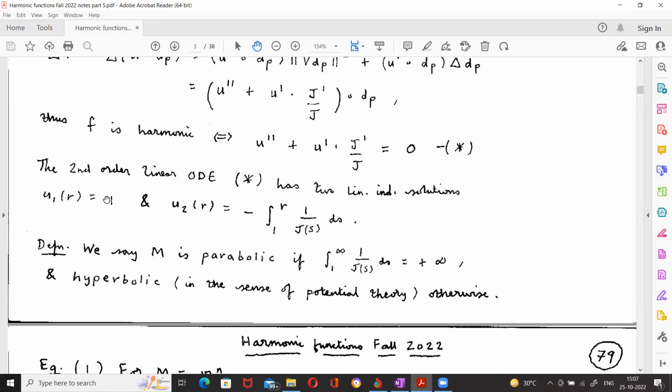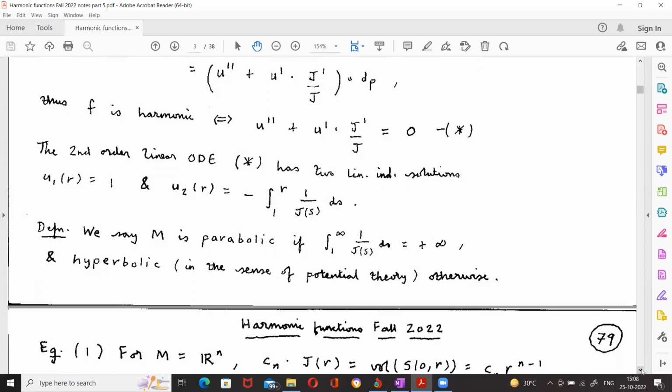So, all right. So now we make a definition, which is a special case of a more general definition, which I won't do. So we say that the harmonic manifold M is parabolic if this integral from 1 to infinity of 1 over j diverges, and hyperbolic otherwise. Okay.